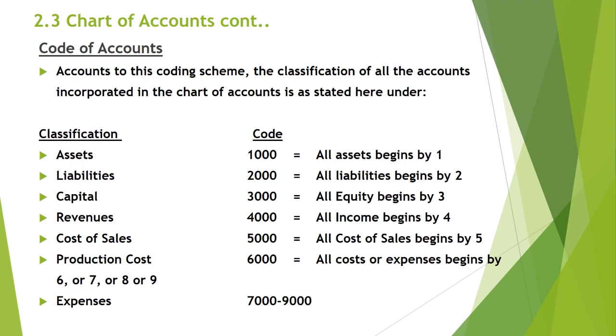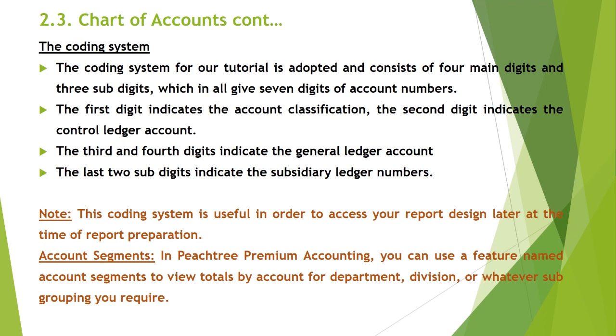Classification code. Assets 1000: all assets begin with 1. Liabilities 2000: all liabilities begin with 2. Capital 3000: all equity begins with 3. Revenues 4000: all income begins with 4. Cost of sales 5000: all cost of sales begins with 5. Production cost 6000: all costs or expenses begin with 6, or 7, or 8, or 9. Expenses 7000 to 9000.